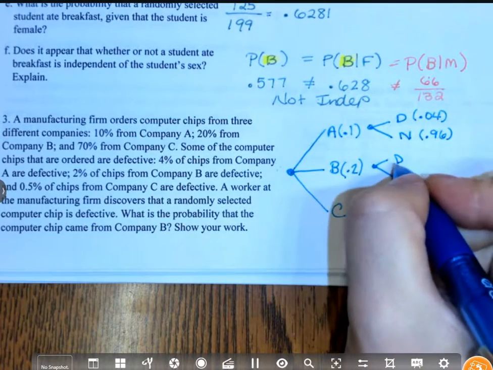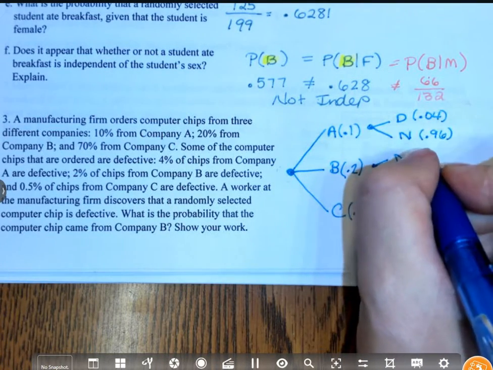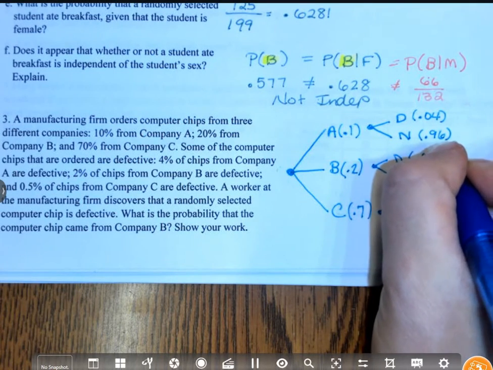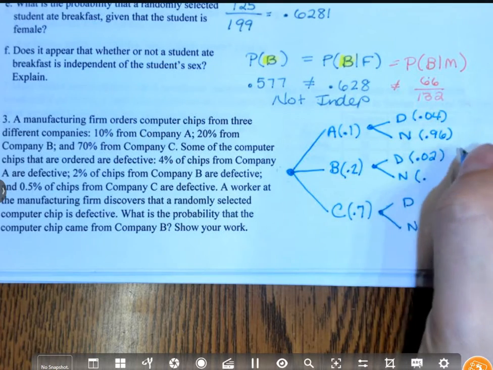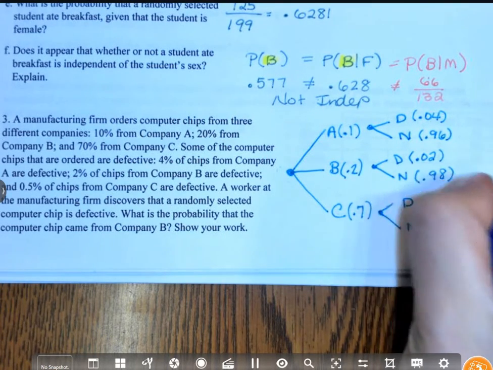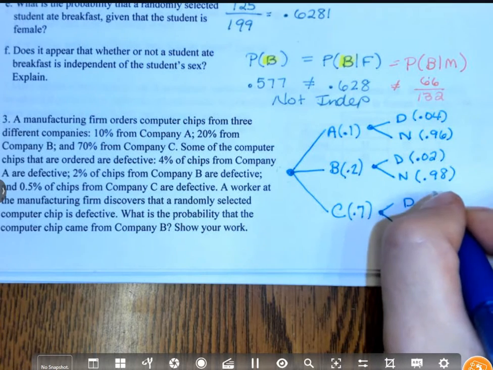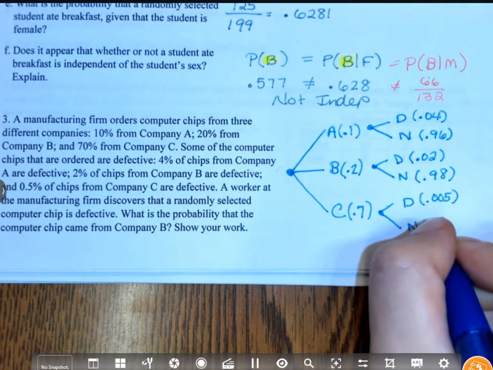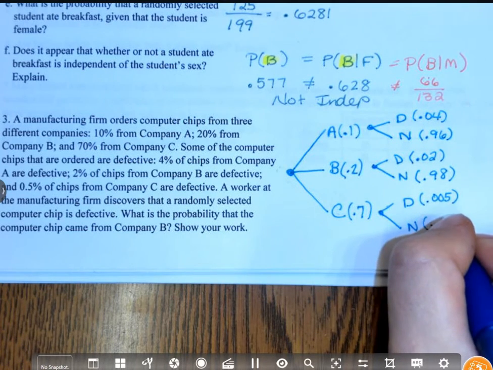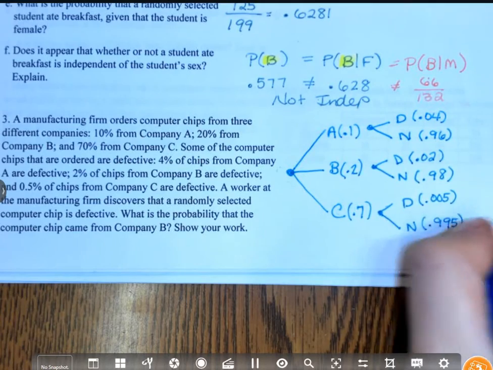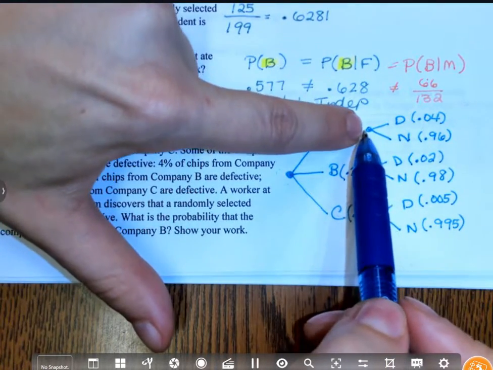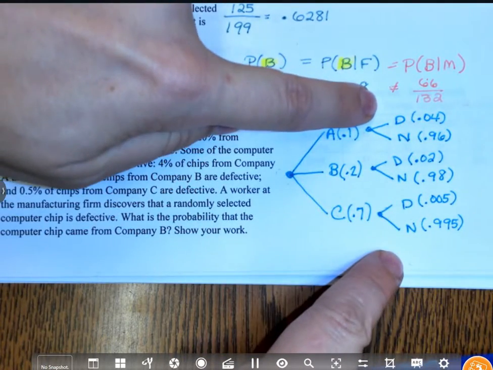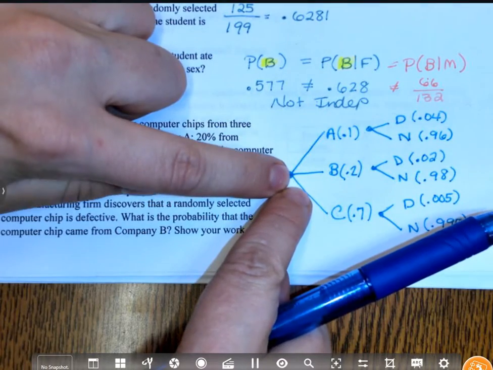Okay. For company B, what is the probability of defective? 0.02, which means my probability for not defective. For company C, probability of defective. Good, 0.005, which means the probability of not defective. So when they share a common point, they add up to 1. But all of these share this point out here.